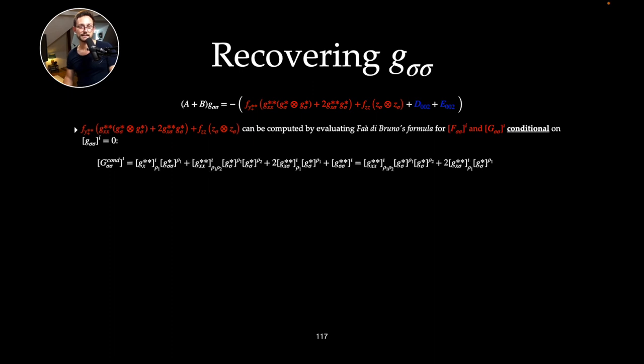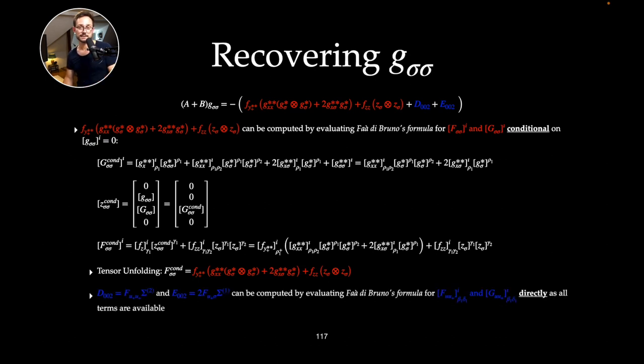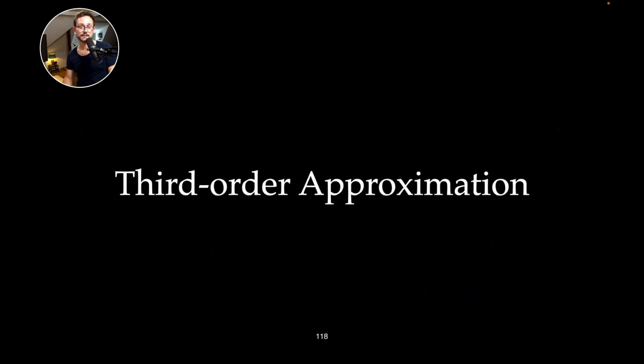So those are the algorithmic steps to show you, to motivate you, that the right-hand side of that equation can be computed by evaluating Faà di Bruno's formula conditionally on the stuff that is not known. And the D and E matrices can actually be computed directly.